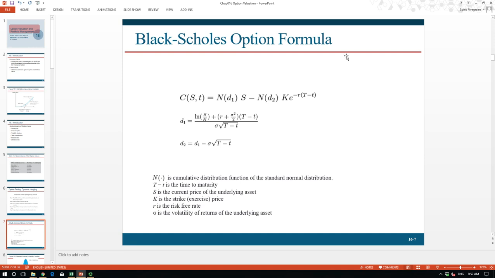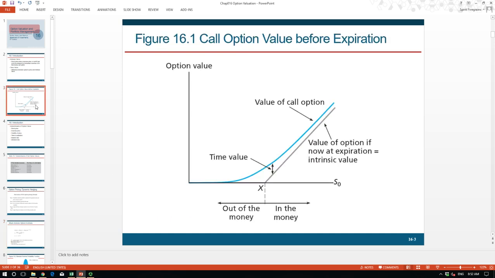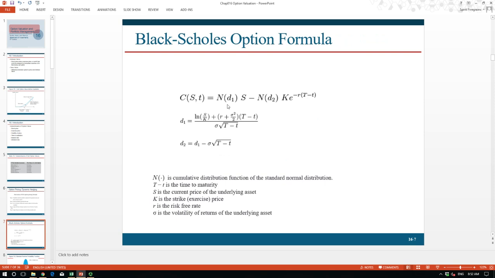So here we have N(d1). N(d1) is a probability measure. It measures the probability that the option will be in the money in the future. You cannot say the option has to be in the money or out of the money in the future. Nobody knows, but here we can apply a certain probability, which is N(d1). In that case, call option intrinsic value equals S minus K. And N(d2) measures the probability that the option will be out of the money. If it's out of the money, then option intrinsic value should equal 0.